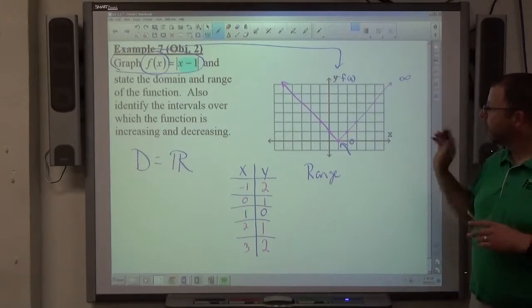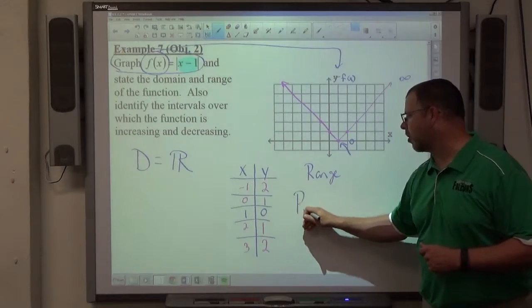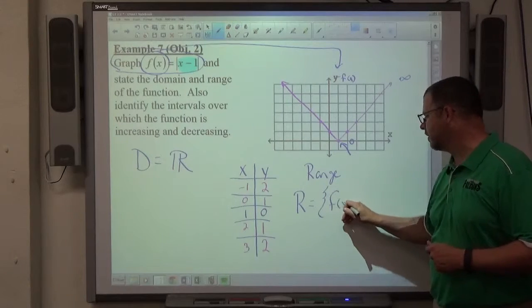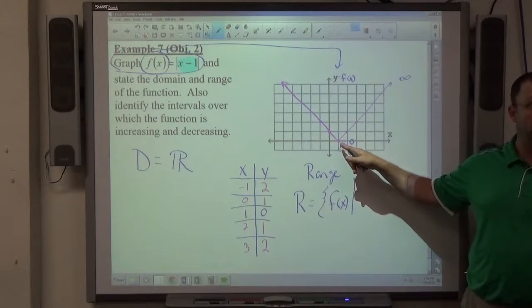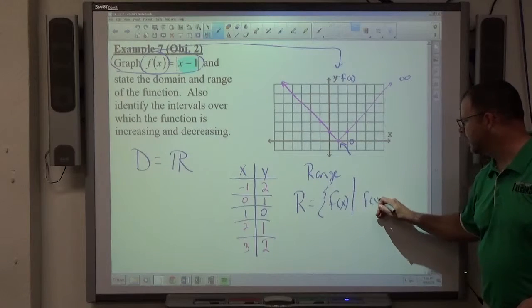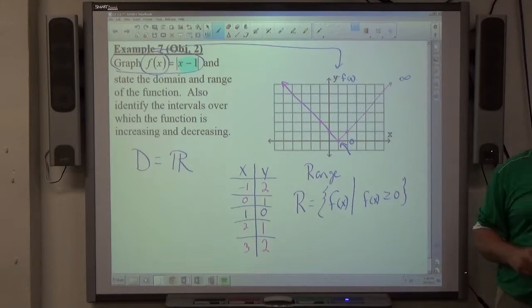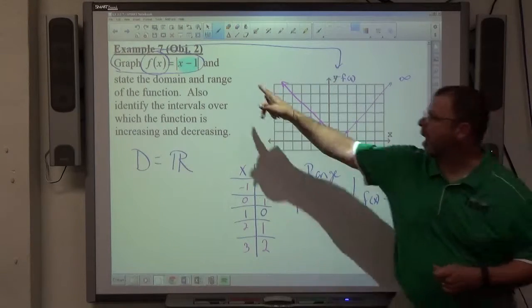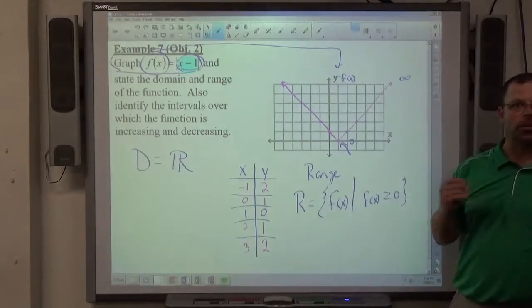All right? So the range describes y. And for the range, I'm going to put R equals the set of all f of x such that. Okay, I want to describe what that graph shows me. So what does that graph show me? That y starts where and goes to where? 0 goes to infinity. Starts at 0, goes to infinity. 0 has a closed circle on it, right? So it's equal to 0. So I'm going to say f of x is greater than or equal to 0. Okay, it's just basic inequality. That's saying that I can pick any number I want to put in for x, and the answer is going to either be 0 or bigger. That's all range is.